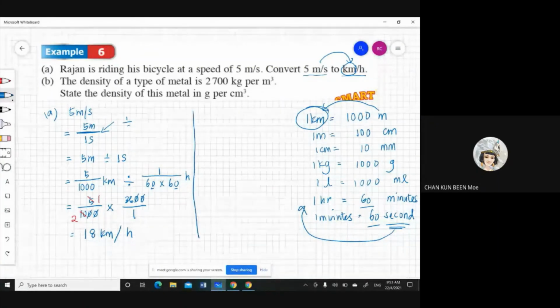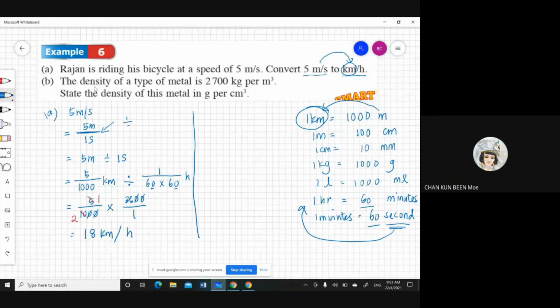B. Now you look at B, yeah? The density. Do you know what is the density? Yes. Dalam bahasa Melayu dipanggil apa? Ketumpatan. Ah, bagus. Ketumpatan. Very good. Can you give me example about the density? Any example about the density that you have, you still remember? Contohnya, oil and water, which one has higher density?